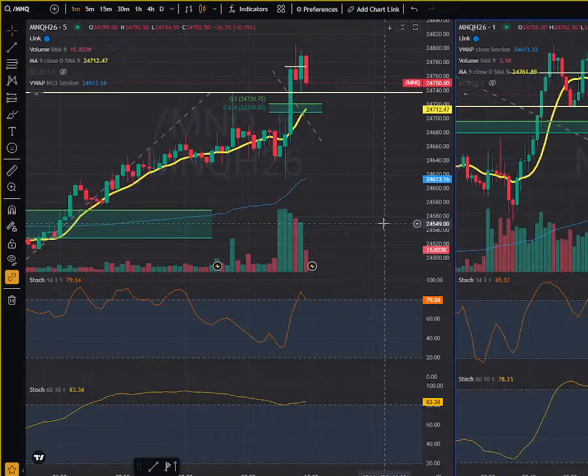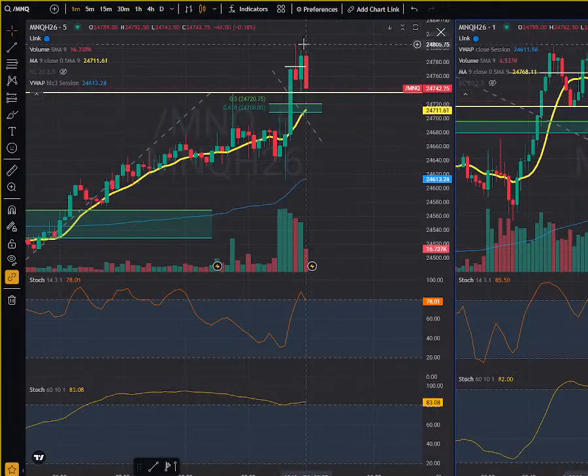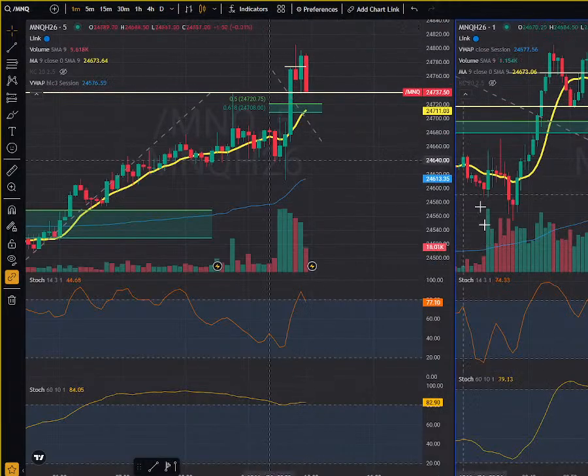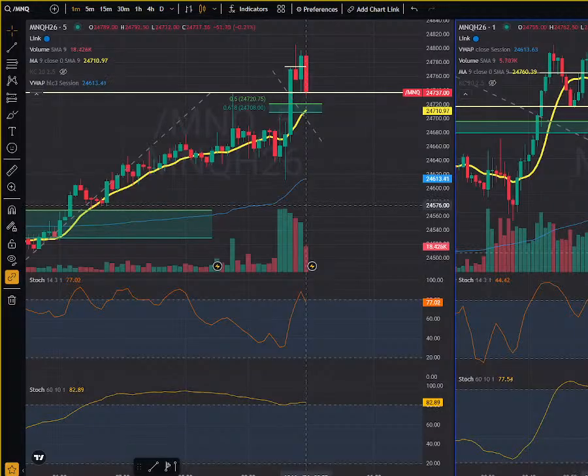No, this is a short. This is a short on the 1 minute. If I was a scalper, which I'm not opposed to, I would take this to the downside. Stops above this hammer candle. Okay.